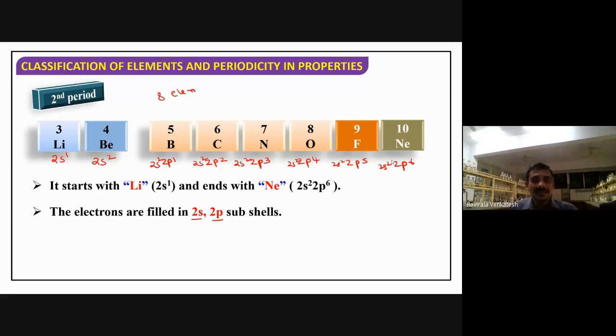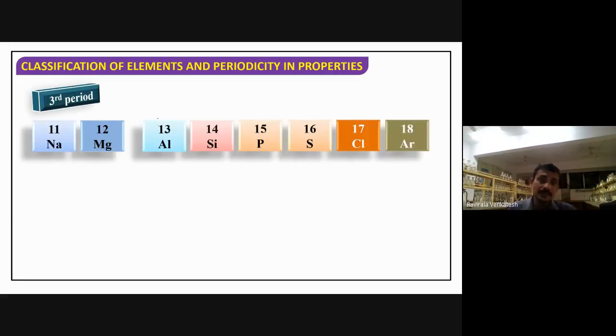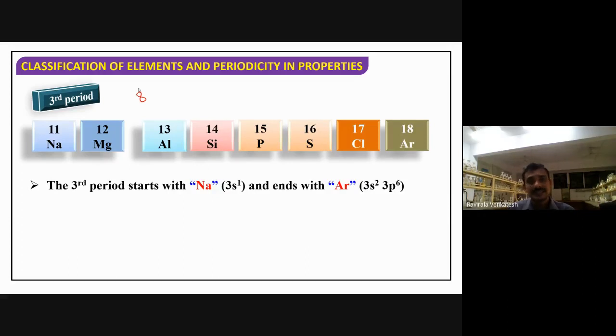Okay. Now electrons will fill in 2s and 2p orbitals. These are the points you have to remember from the examination point of view. Next, third period. Third period also will have 8 elements only. What are they? Sodium, magnesium, aluminium, silicon, phosphorus, sulfur, chlorine, argon. Now, which orbitals will fill here? 3s and 3p orbitals.